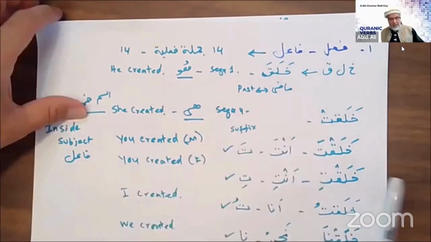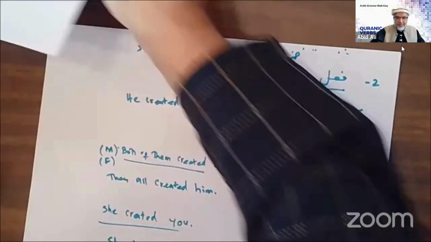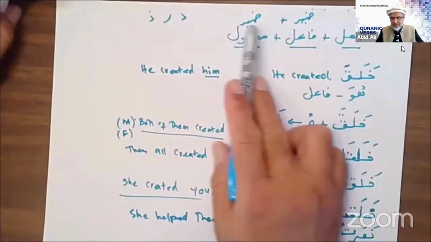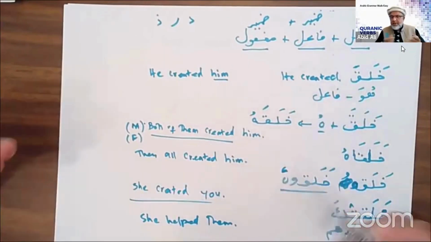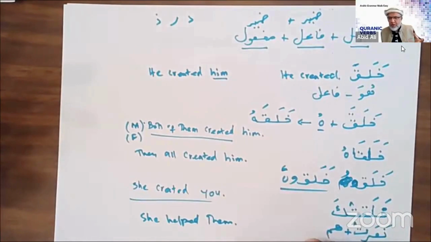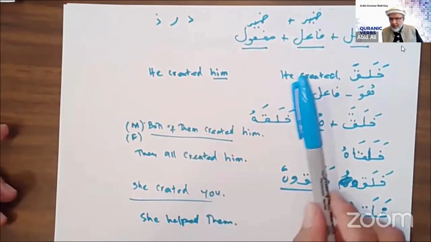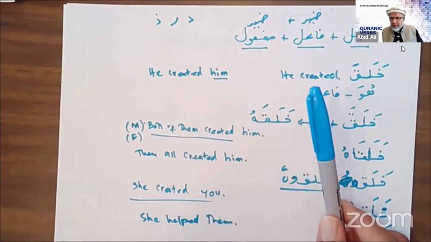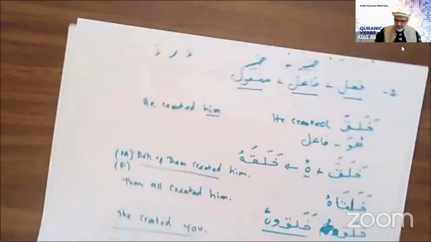Then, if you have to bring the maf'ul, and you're using the zamir and zamir combination, then khalaqahu, khalaqahuma, khalaqahum. For each iteration, you can take all 14 of the attached pronouns and attach them. Khalaqahu, khalaqahuma, khalaqahum, khalaqaka, khalaqakuma, khalaqakum, khalaqani.